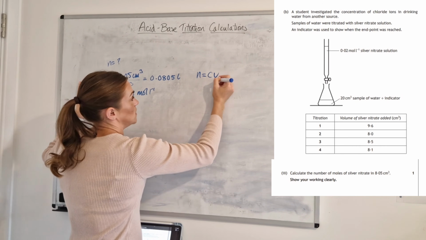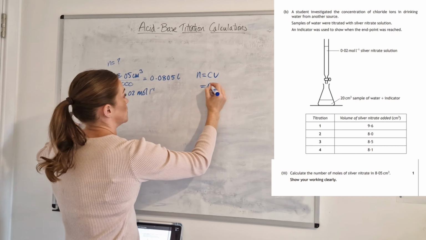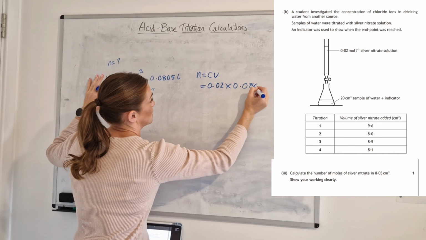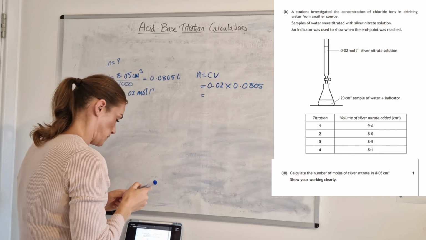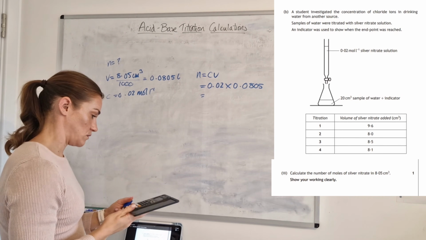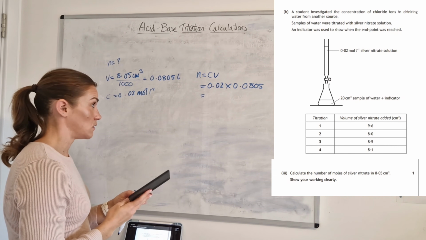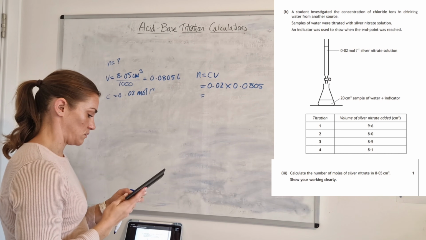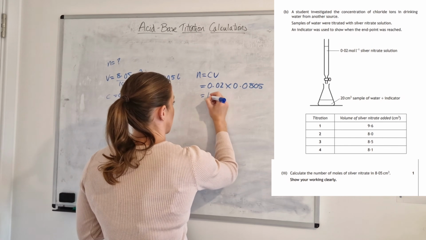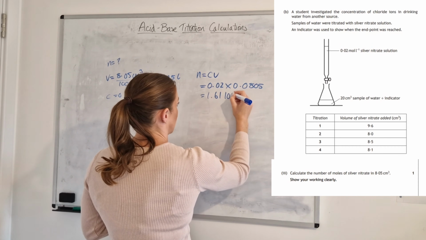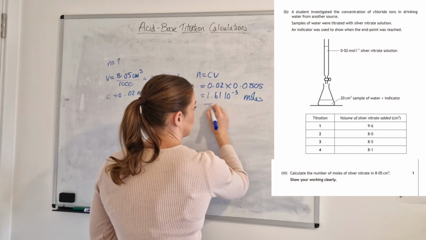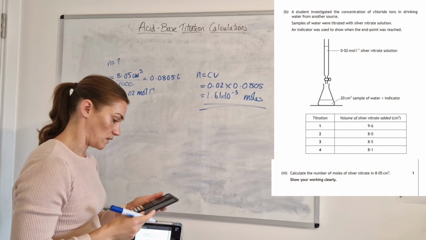So n is equal to CV. We've got 0.02 times 0.0805. If you put that into your calculator, you get 1.61 times 10 to the minus 3. And that's number of moles, so you could just put moles. Okay, and that is that one.